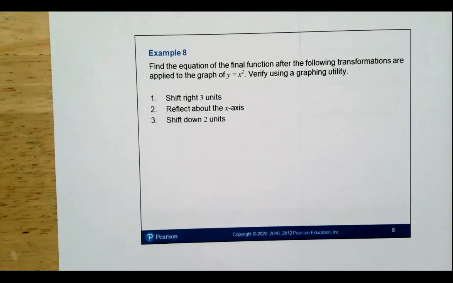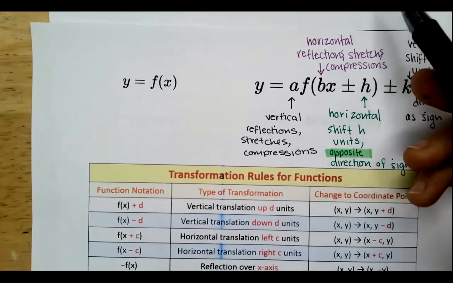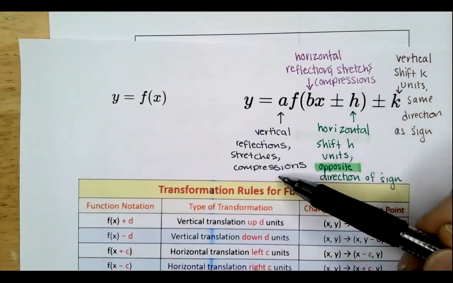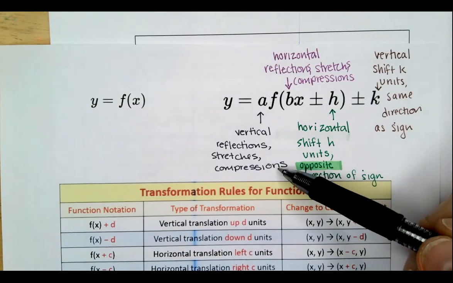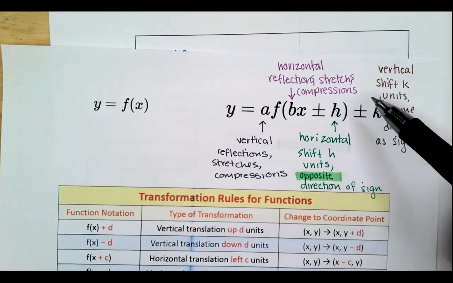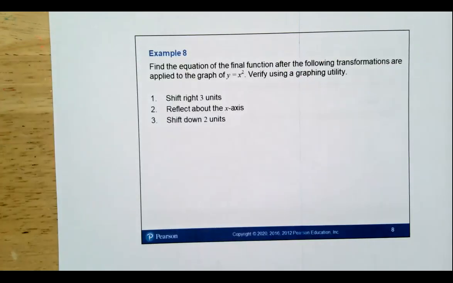Example 8 asks us to find the, so I think we've covered it all, right? We've covered horizontal reflections, stretches, and compressions. We have covered vertical stretches, reflections, and compressions, horizontal shifts, and vertical shifts. So now we're just going to apply these a little bit, okay?